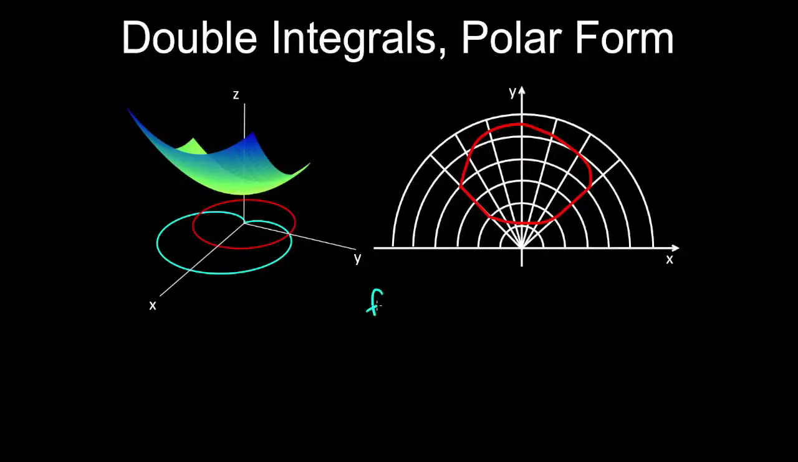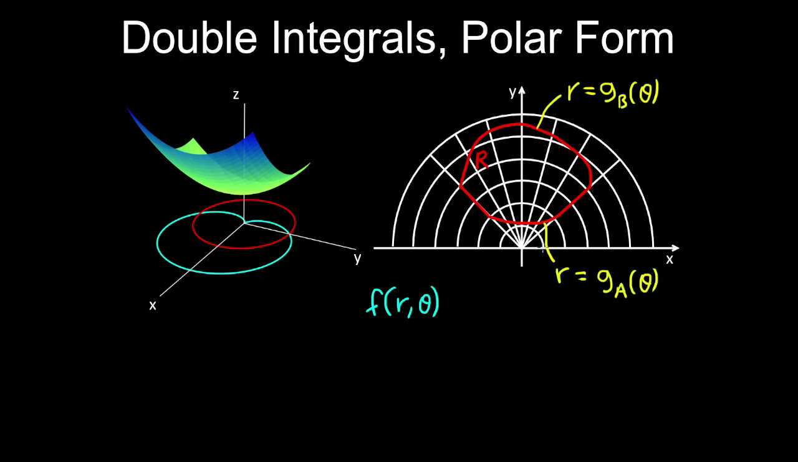If we consider a function f of the polar coordinates r and theta, and this function is defined over the region R that's bounded above and below by polar curves. So this bottom polar curve A is a function of theta, and this top polar curve B is also a function of theta.